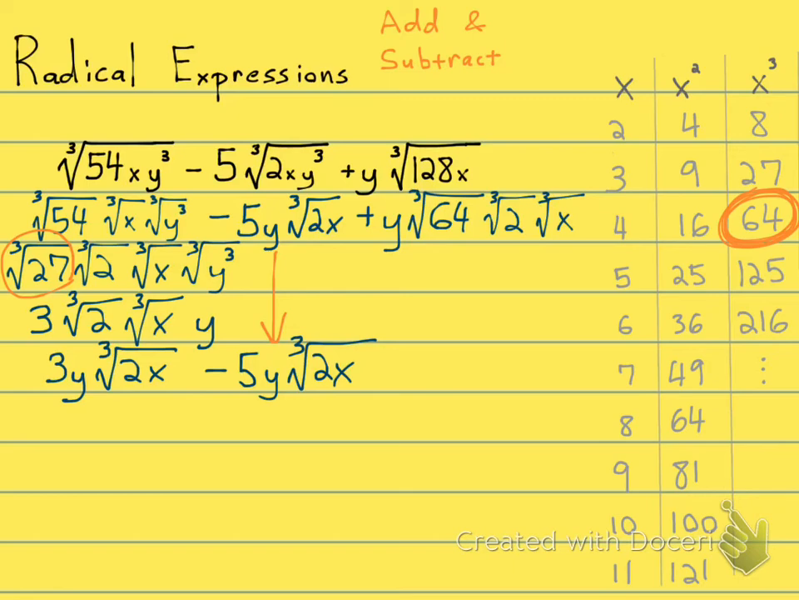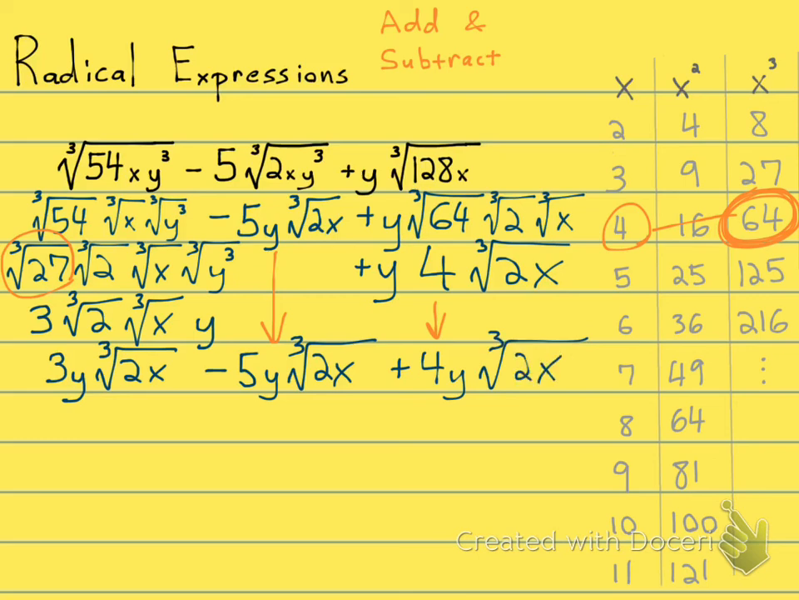Okay, let's see what I have. Plus y, the cube root of 64. What's the cube root of 64? 4. So this is going to be 4. And then the cubed root of the 2 and the x both go back together underneath the radical. Okay, so let me bring this down, and I'll write it the right way. Instead of y4, it's going to be 4y. So let me bring it down. We have plus 4y cubed root of 2x.